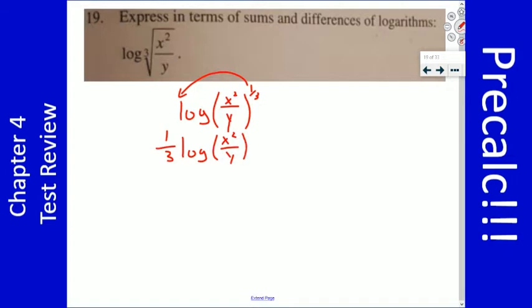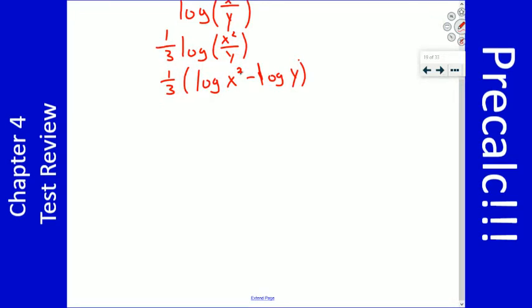So now we have a 1/3 that's just going to be along for the ride, times, now we're going to split this argument up because there's a division sign. We're going to subtract, so log of x squared minus log of y. And then we want this exponent to come out, so it's going to come out front of its individual logarithm. So 1/3 times 2 log x minus log y. And then we're done, because we have one thing in the argument for each of our logarithms.